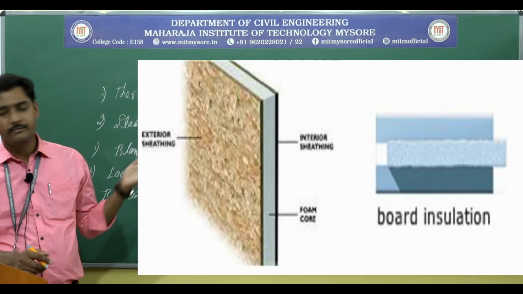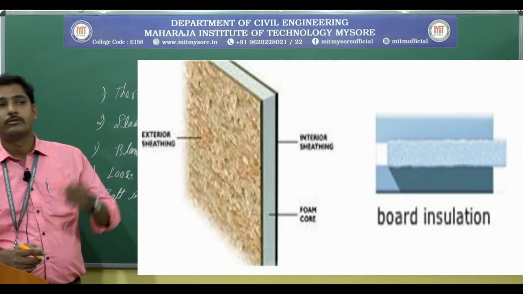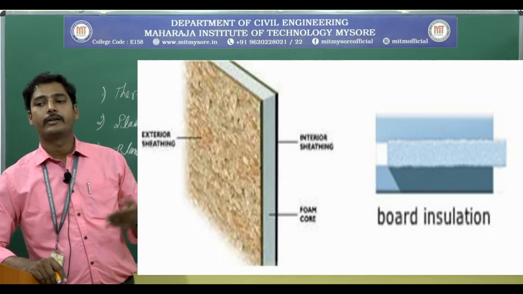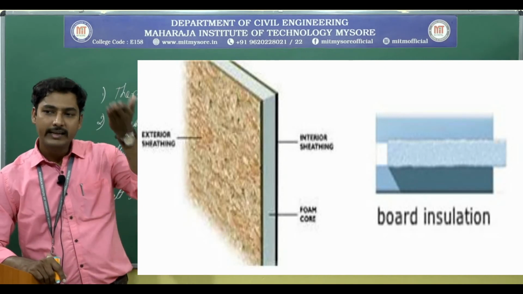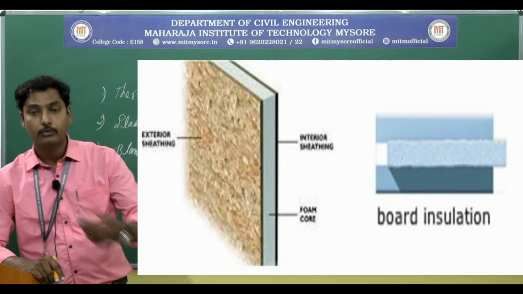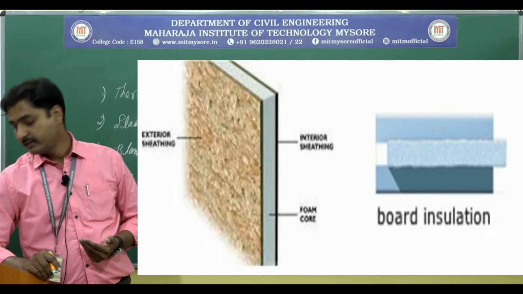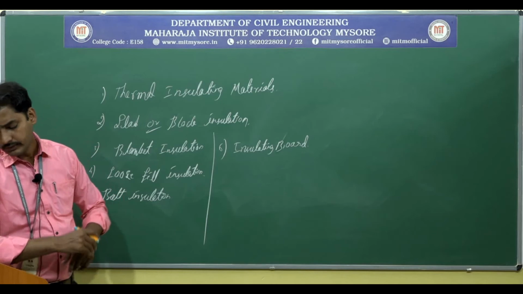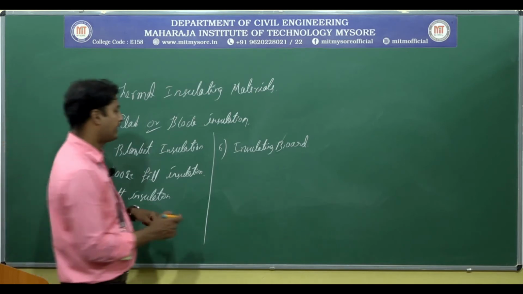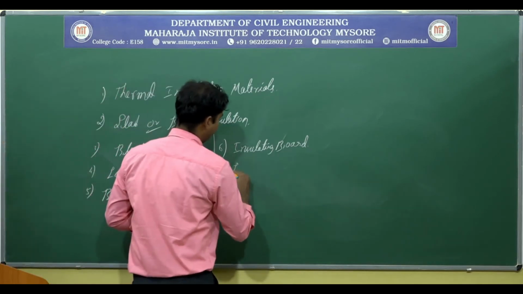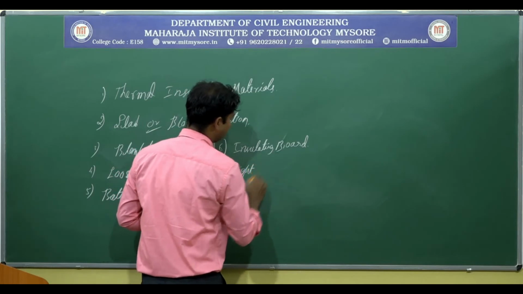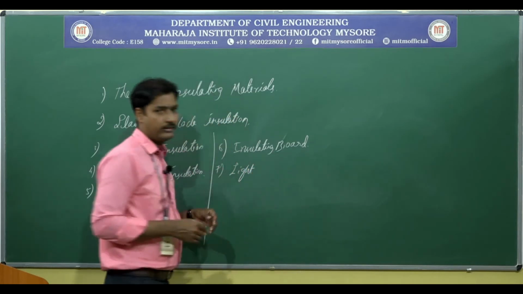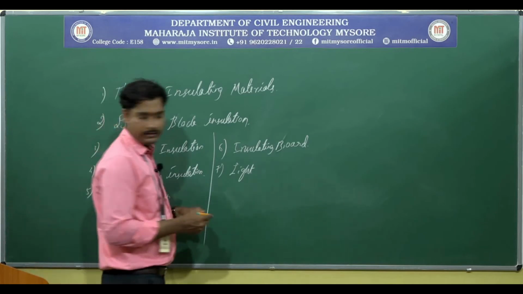We can use these types of insulating boards in partition walls, in some ceiling portions, and even in some roofing areas. Then the next one is lightweight aggregate. This is also one of the very good insulating materials.